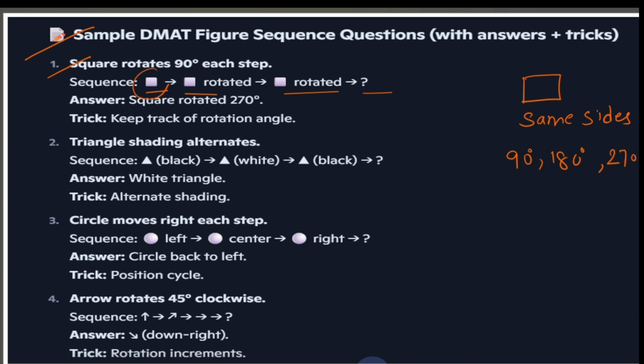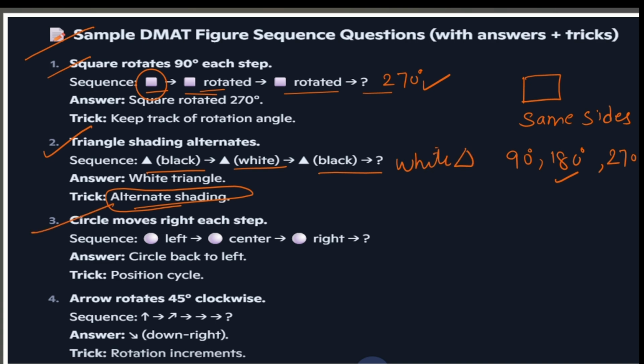This is a first simple square, then it would be rotated 90 degrees, then again rotated 90 degrees, that would be 180 degrees, then what would be the rotation angle? That would be 270 degrees. So that is one sequence that we are following here. Triangle shading alternates. First is black, second is white, third is black, and fourth, alternate shading is there. Here what is the rule that we are following? First is black, second is white, third is black, then obviously there would be a white triangle.